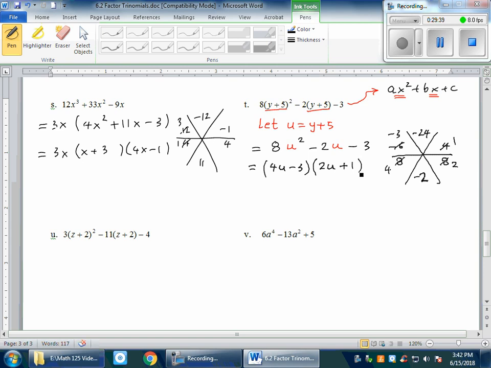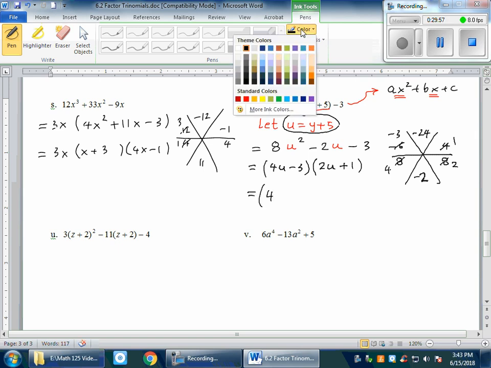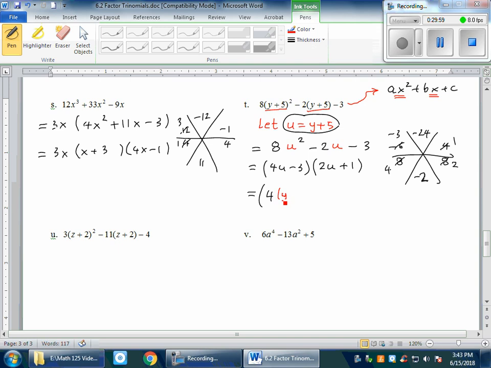Now this is not our final answer, because originally the question is with the variable y, so I have to replace or substitute back all the u with y plus 5, where we started off right here, right? So now my answer will become 4 times y plus 5 minus 3, and then 2 times y plus 5 plus 1.